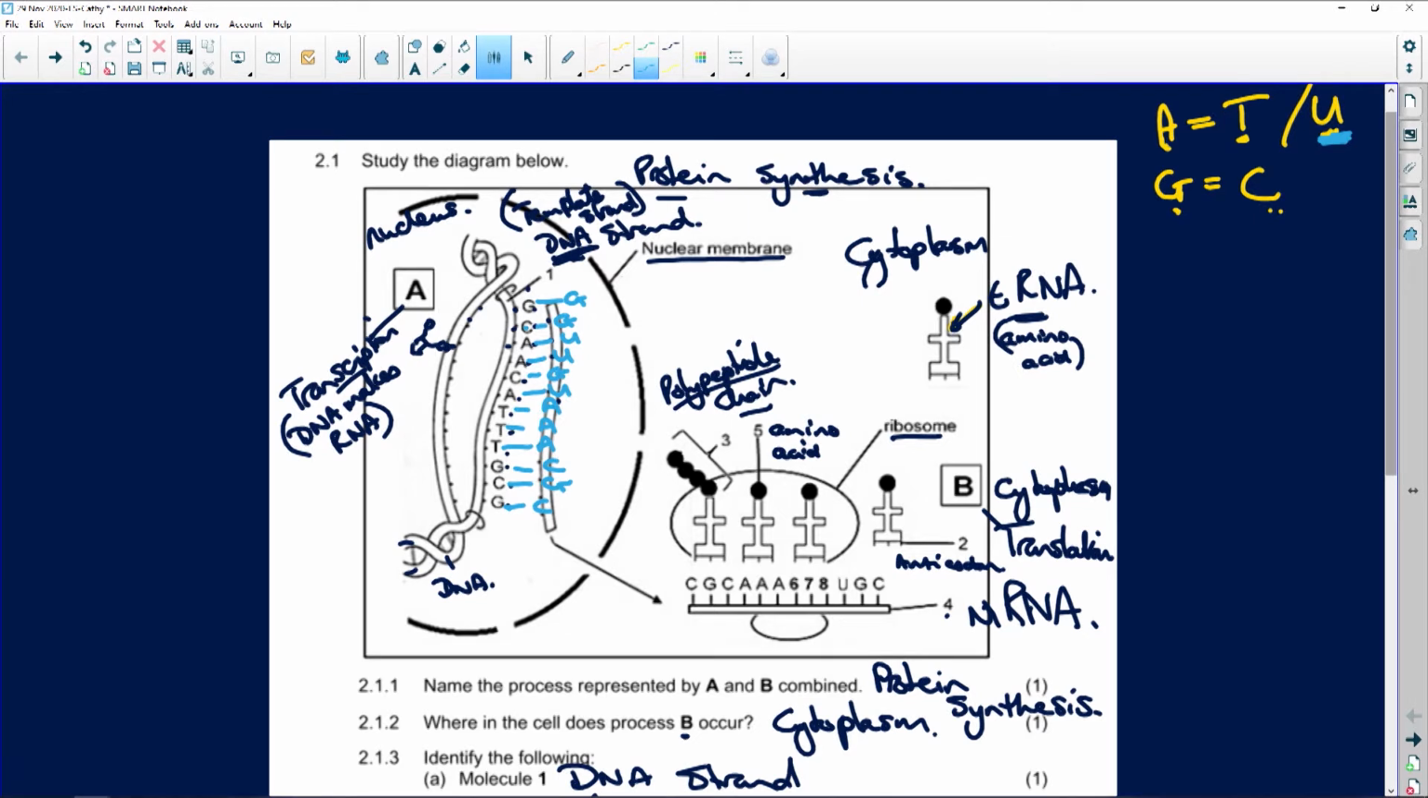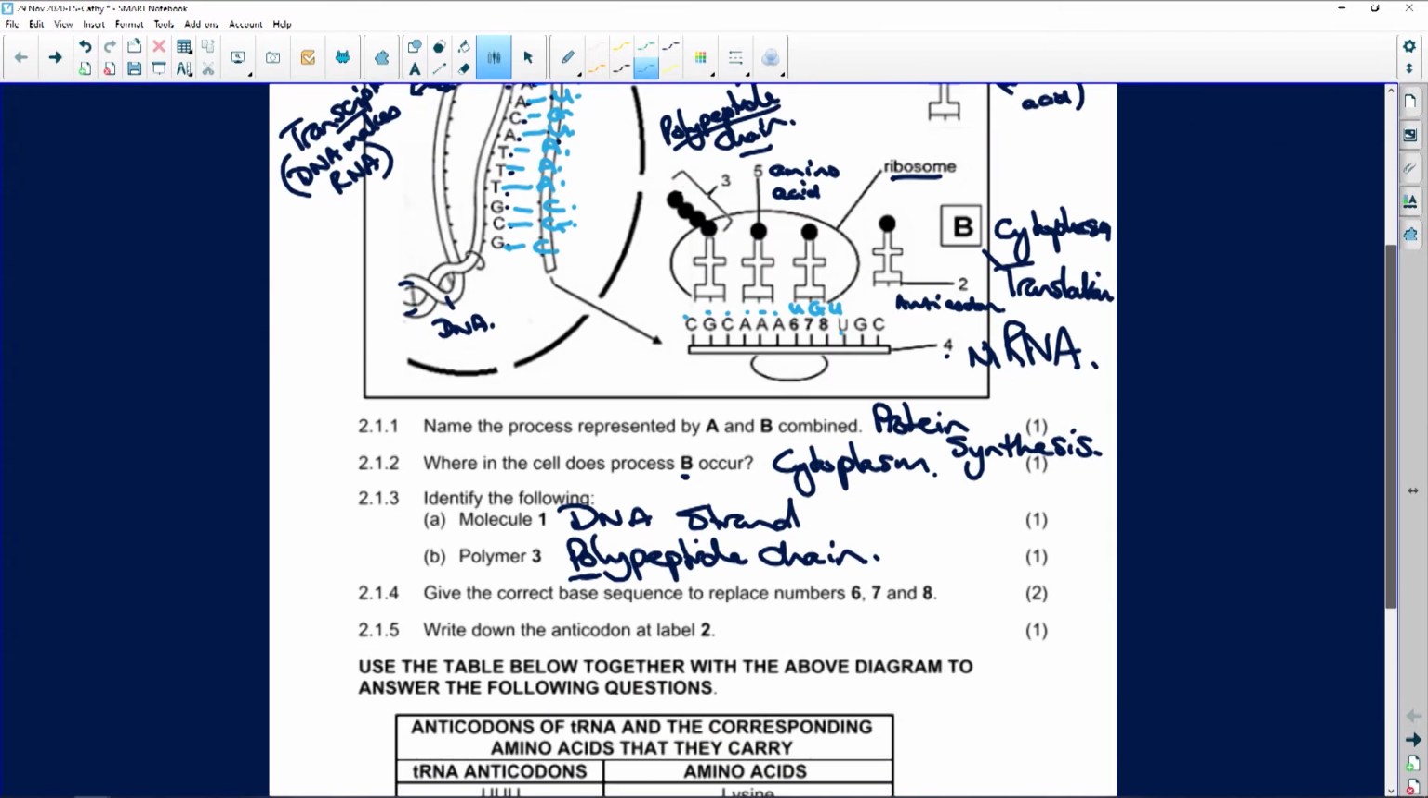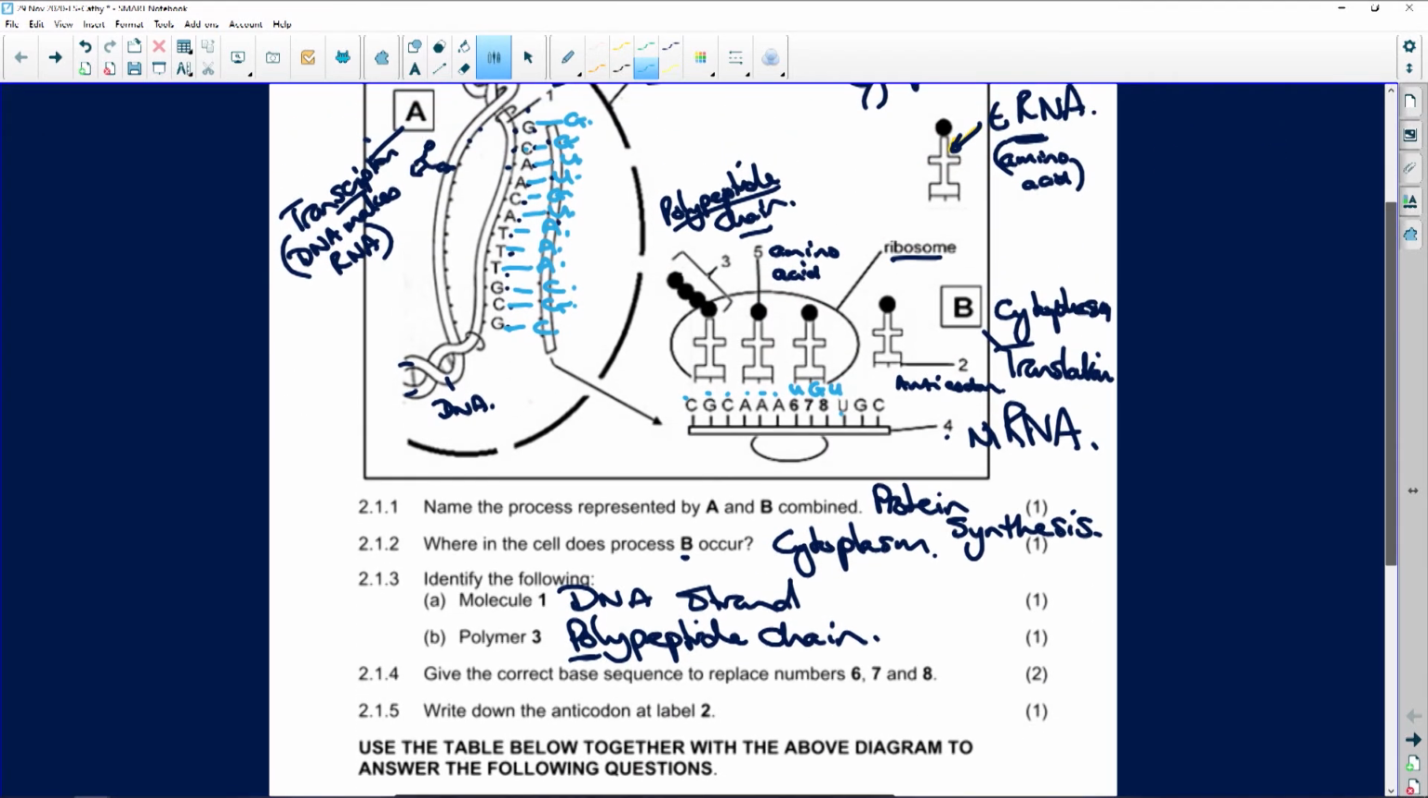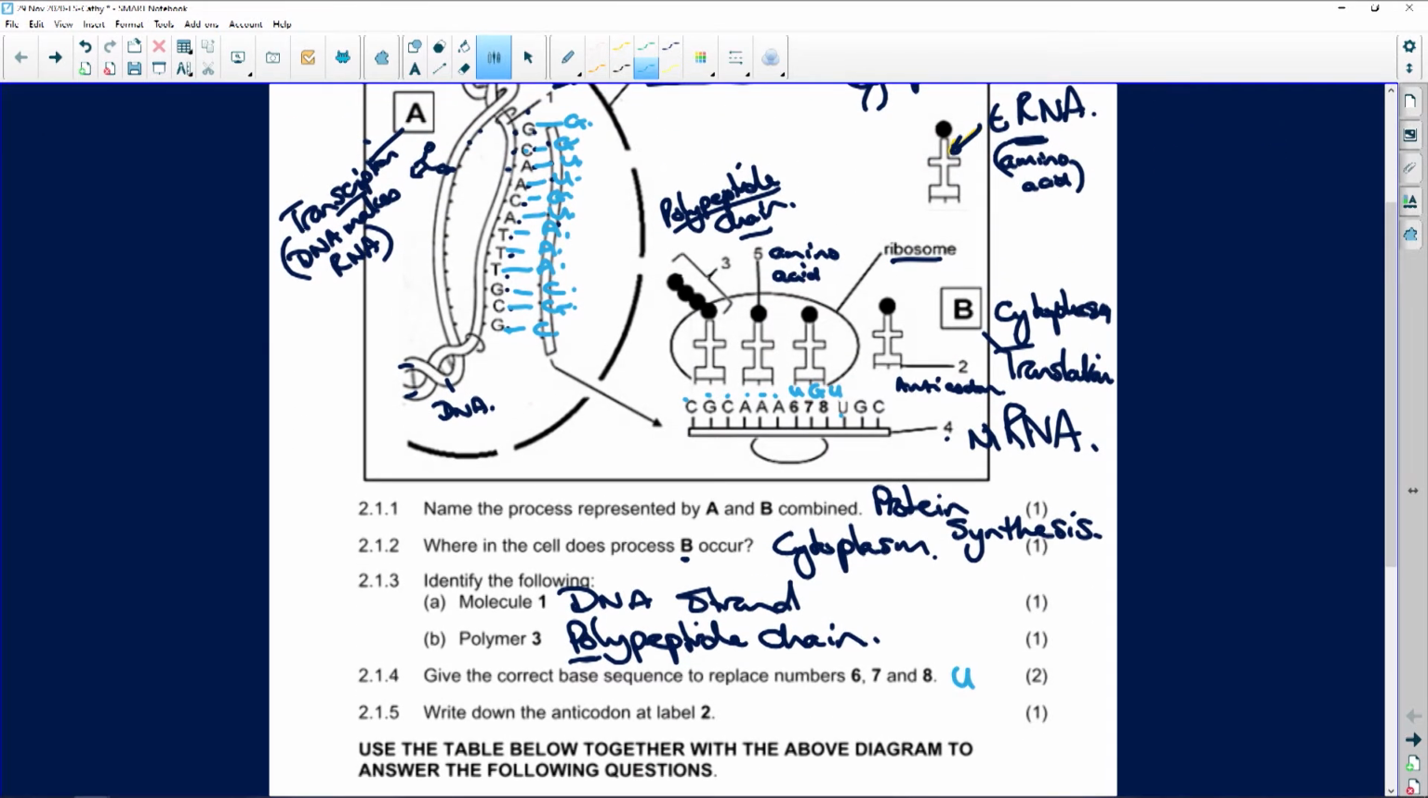And if we look here, we've got C, we've got G, we've got C, we've got our AAA, and then we've got UGU. So this would be UGU. And then there we go, UGC, UGC. So everything's correct. All right, so they wanted to know the sequence is UGU.